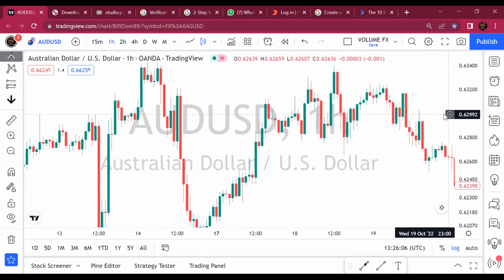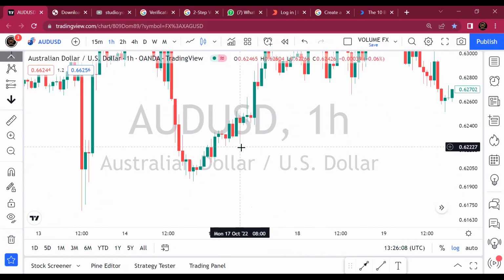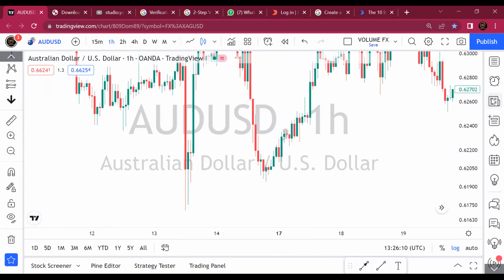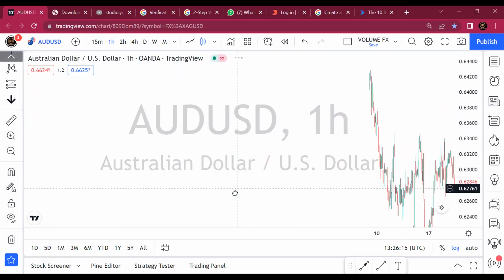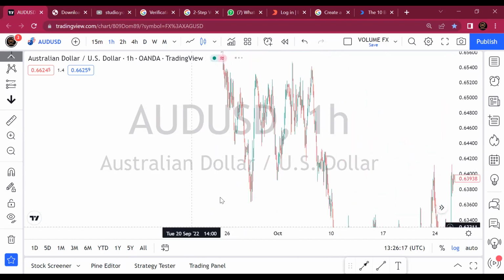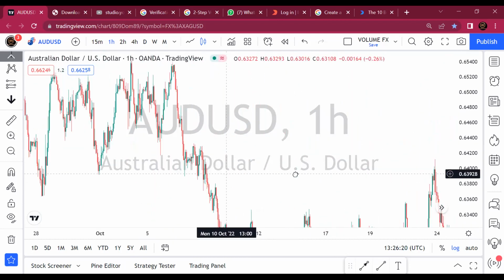Good. Let's see if we'll find another one. Remember, I'm looking at a downtrend. I'm looking at where there is a downtrend. That is where I'm looking for my pattern, where it reversed. Good. Let me see.